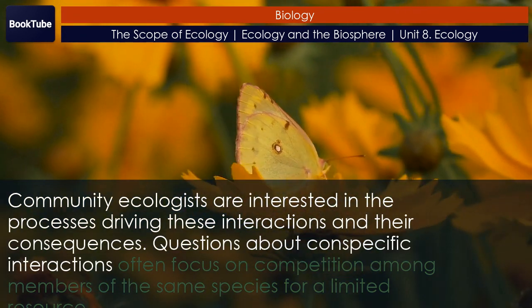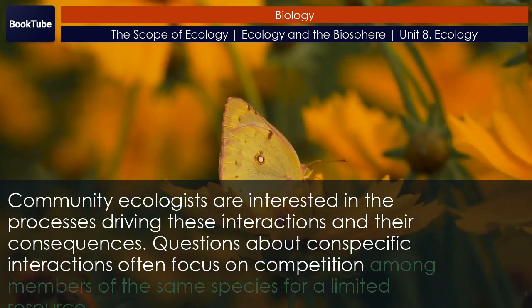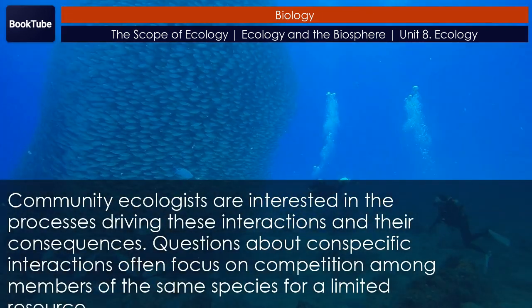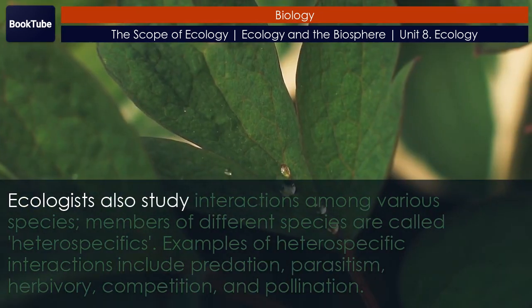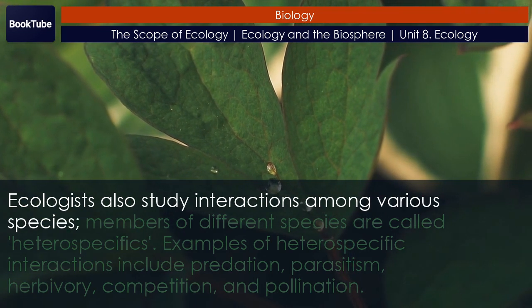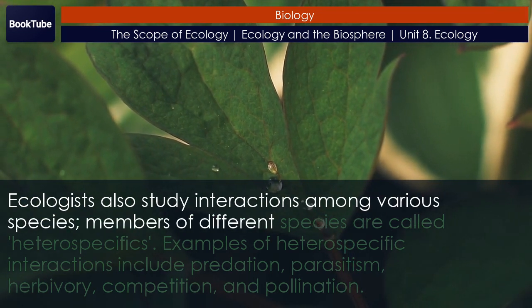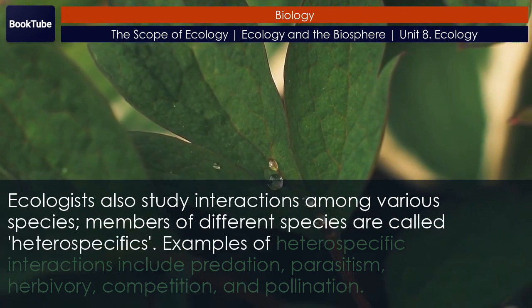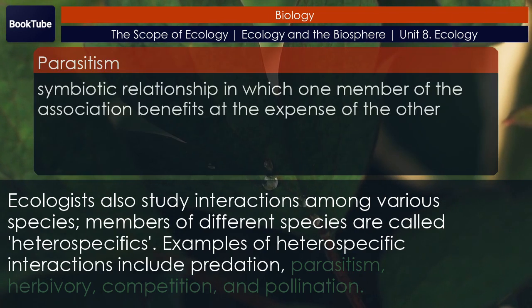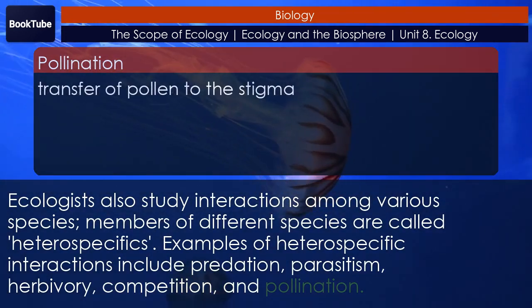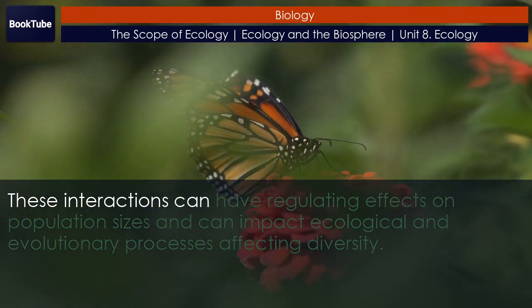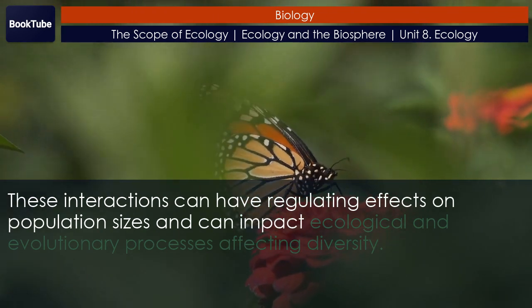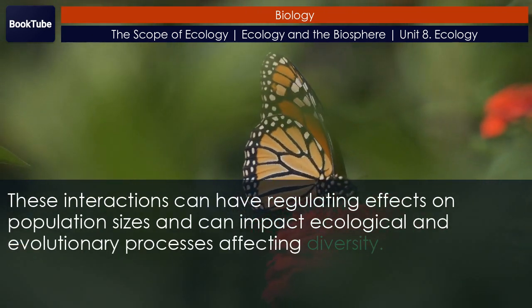Questions about conspecific interactions often focus on competition among members of the same species for a limited resource. Ecologists also study interactions among various species. Members of different species are called heterospecifics. Examples of heterospecific interactions include predation, parasitism, herbivory, competition, and pollination. These interactions can have regulating effects on population sizes and can impact ecological and evolutionary processes affecting diversity.